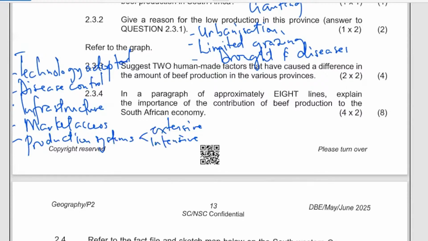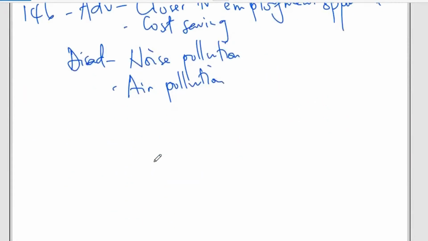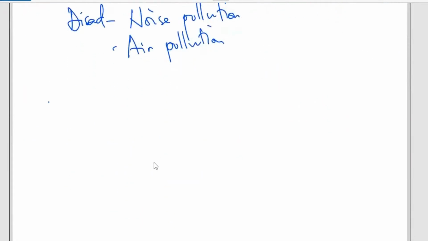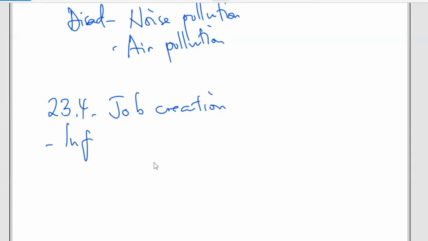In a paragraph of approximately 8 lines, explain the importance of contribution of beef production to the South African economy. We want to look at how beef production is impacting on the economy of South Africa. That is number two, three, four. Right. We can talk of job creation. It has impacted positively in job creation, either directly in agriculture, in beef farming, or indirectly in other related industries. Then, besides job creation, we can also look at infrastructure development.